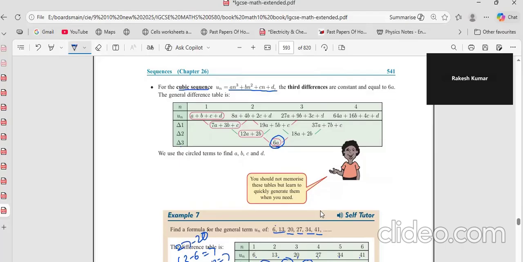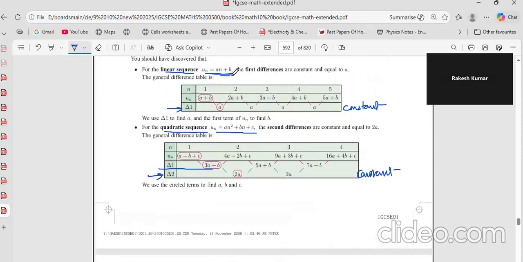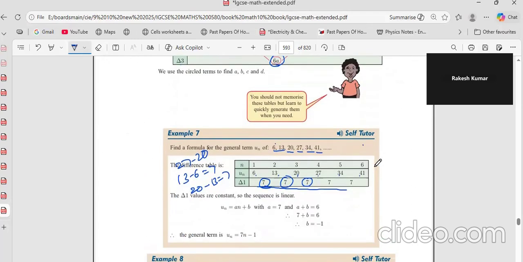That means this must be this form, an plus b. So the nth term must be an plus b. That I have come to know, because the first difference is constant. But if an plus b is the nth term, what is a and what is b? How do we do that?